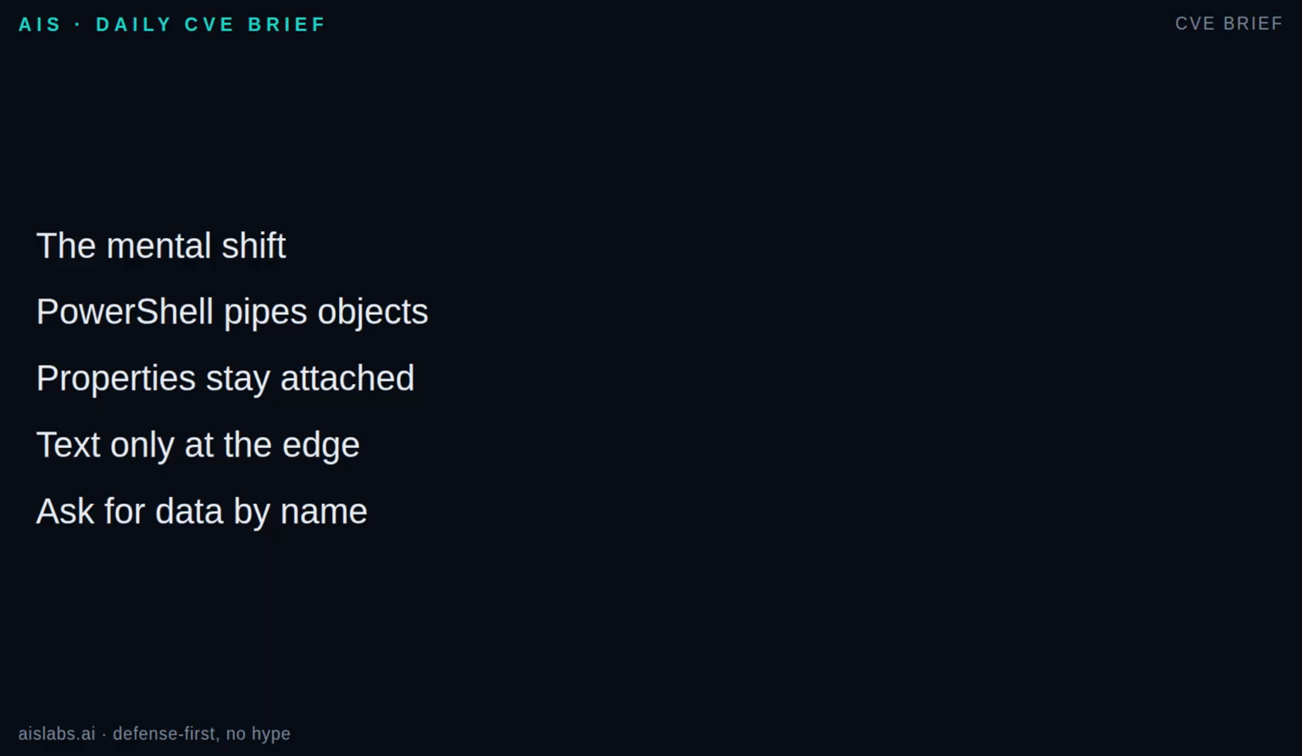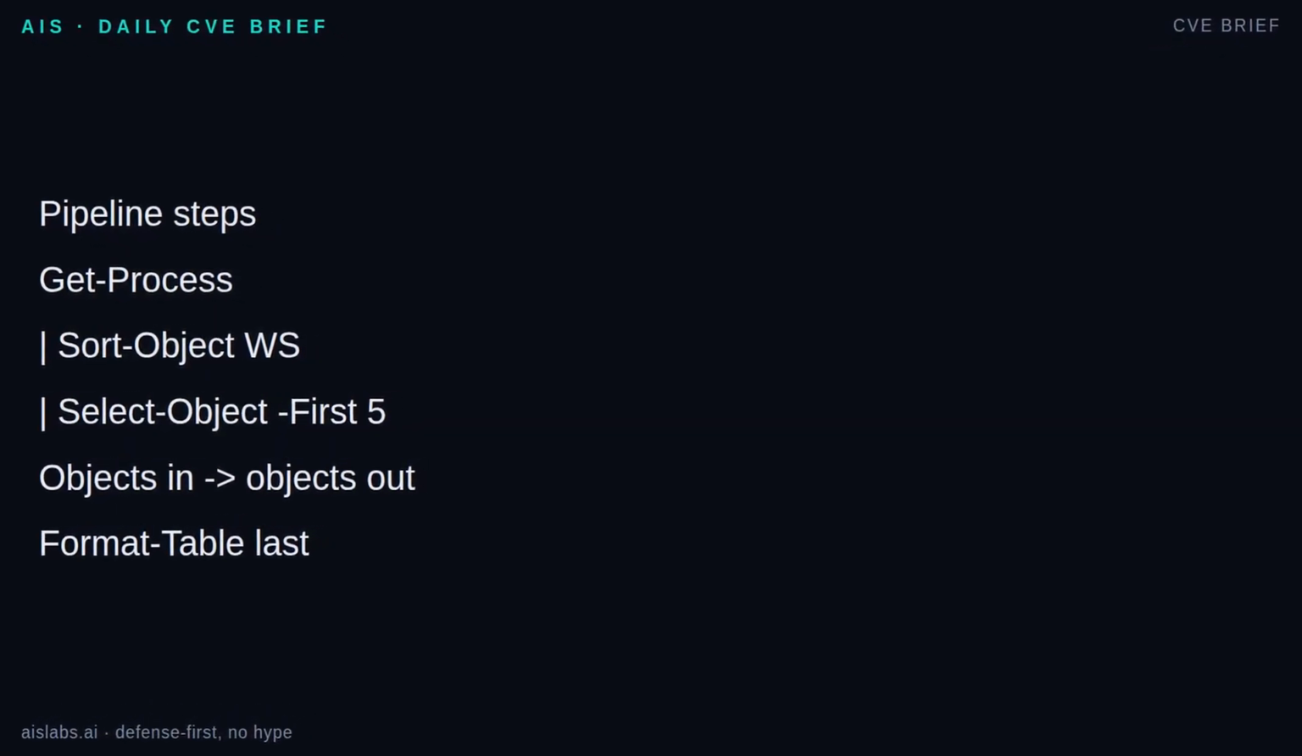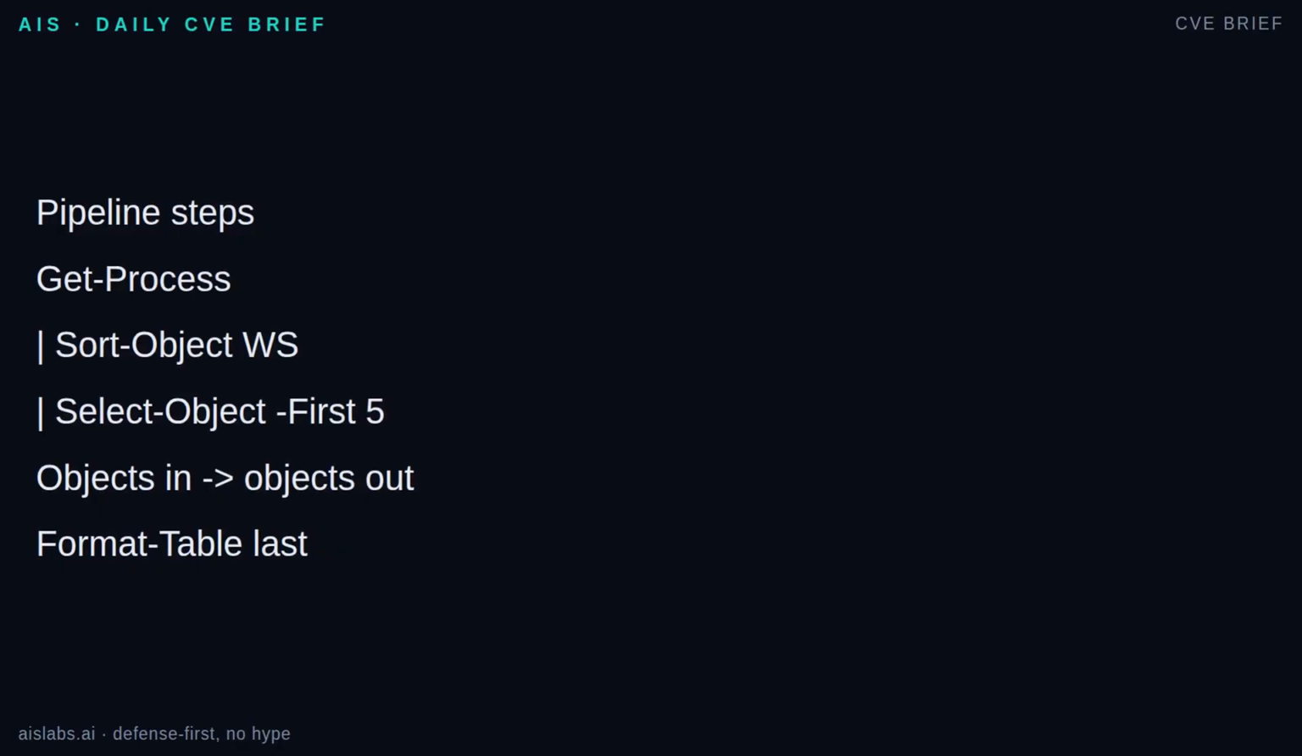Do not read the screen and carve it up. Ask the object for the property you need by name. Start with the exact pipeline. Get-Process | Sort-Object WS | Select-Object -First 5. Get-Process emits one process object per running process. Sort-Object WS sorts those objects by the WS property, the working set memory value. Select-Object -First 5 keeps the first 5 objects from that sorted stream.